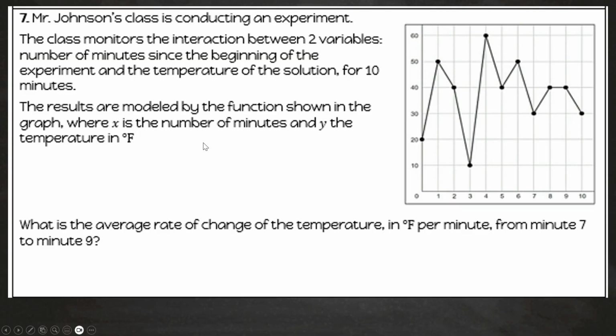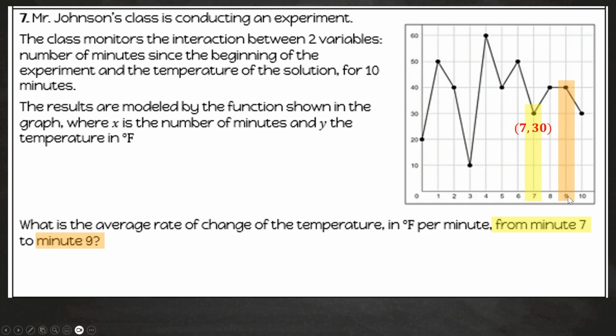Question number 7. Mr. Johnson's class is conducting an experiment. The class monitors the interaction between two variables, the number of minutes since the beginning of the experiment and the temperature of the solution for 10 minutes. So the results are modeled by the function. None of this is important to you. You don't care about this. What you care about is what is the average rate of change of the temperature in degrees Fahrenheit per minute from 7 minutes. So we're going to go here and look at 7 minutes to minute 9.